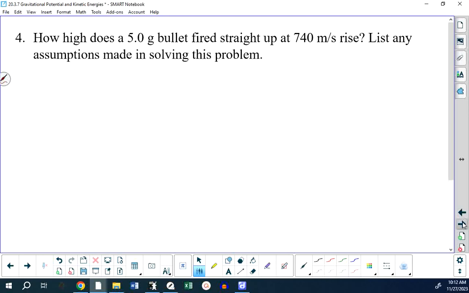How high does a 5-gram bullet rise if it's fired at 740 meters per second? Wait a minute. 5 grams, 740. Didn't we do this? Didn't we do something with this? What was the kinetic energy of the bullet? 1369 joules. So we have this bullet that starts at some point, and it has 1,369 joules of kinetic energy.